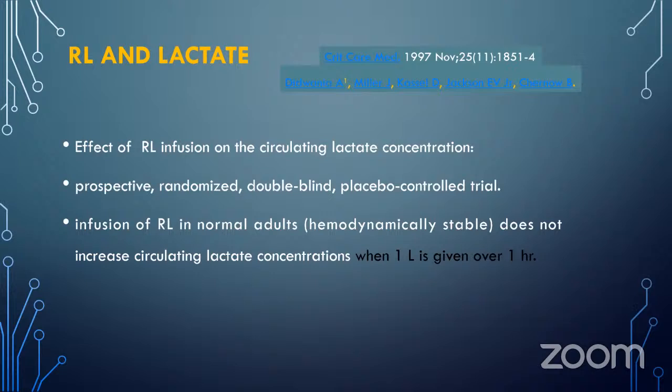There was a small double-blind controlled trial, which was published in 1997, on the effect of Ringer lactate infusion on the circulating lactate concentration. And they found that infusion of Ringer lactate in normal adults who are hemodynamically stable does not increase circulating lactate concentrations when 1 liter is given over 1 hour. I don't know how they came to a conclusion of 1 liter over 1 hour, but they clearly showed that there was no significant increase in the circulating lactate concentration even when you give a Ringer lactate solution.